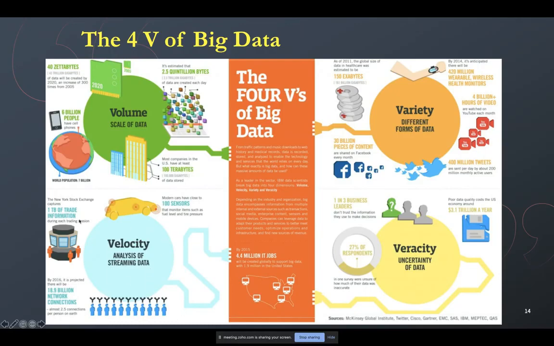Velocity is another part. As I was anticipating before, on one end we can have situations where we have 100 records produced in one day, but on the other hand we can have billions of records produced in a single day, especially if they are coming from devices. This is very relevant when we are talking about IoT, the Internet of Things.